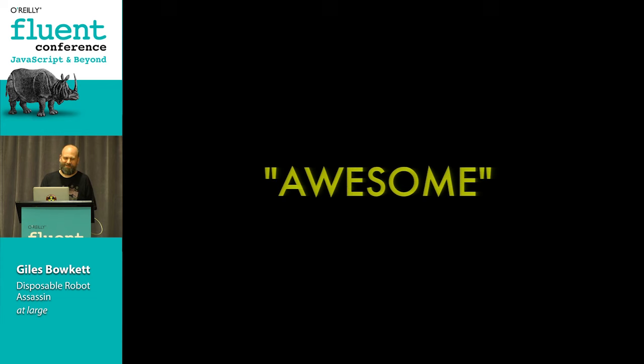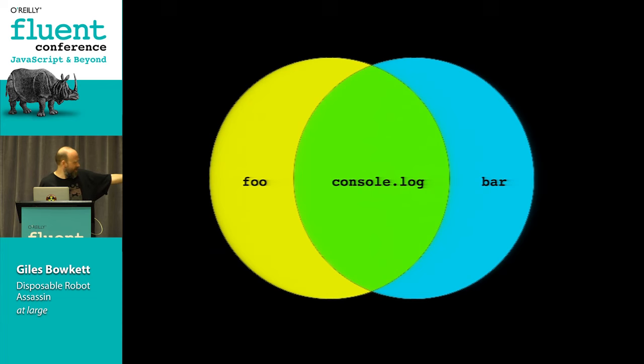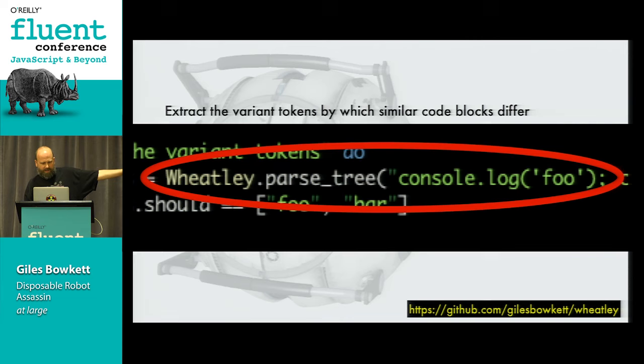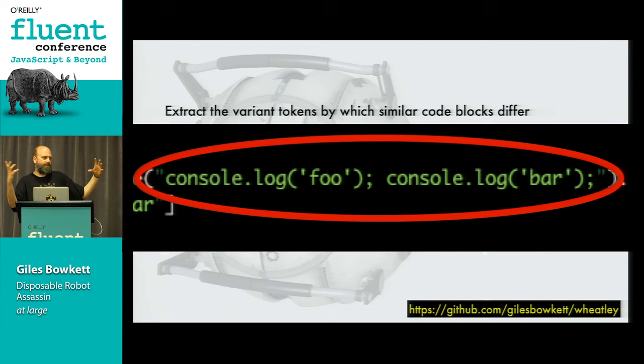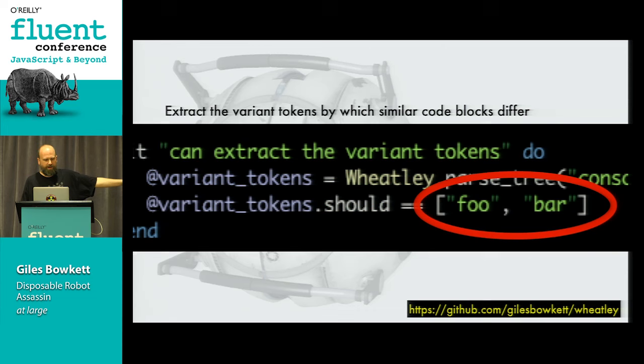You can, like this part here, extract the variant tokens by which similar code blocks differ, right? This is literally this, console.log, pull out the foo and pull out the bar. So the way it does that is, first, it says this variable of variant tokens is equal to, it calls Wheatley parse tree, which is to say get the tree, parse it and get the tree. And then parse tree is called on console.log foo and console.log bar. So you pass in your JavaScript code block as a string. And once you've done that, you just call this variant tokens method. And that gives you this variable. So then you just say variant tokens should equal foo bar. And it does.